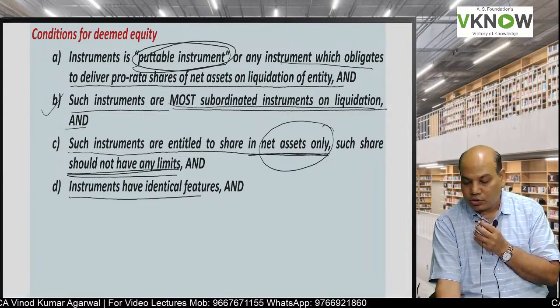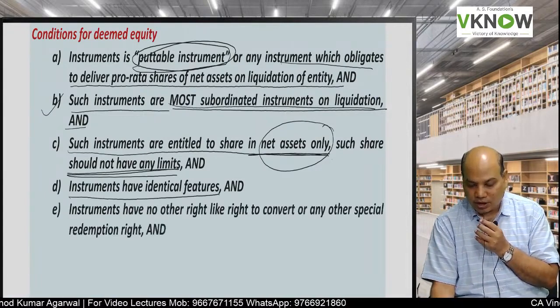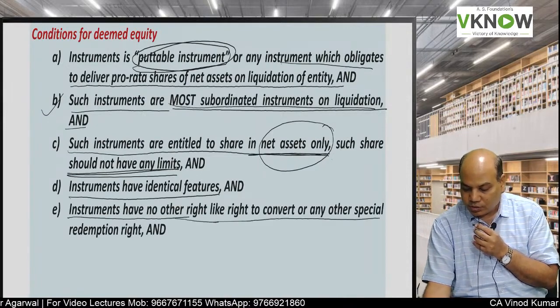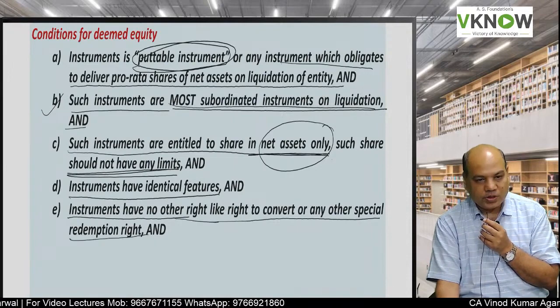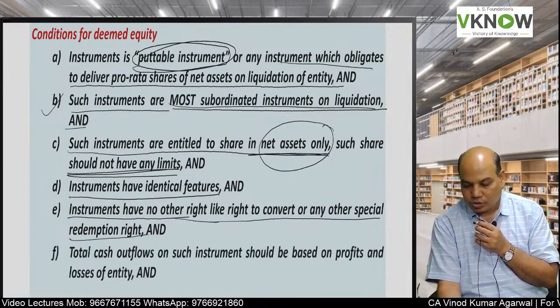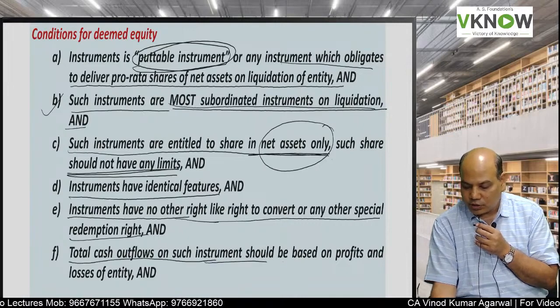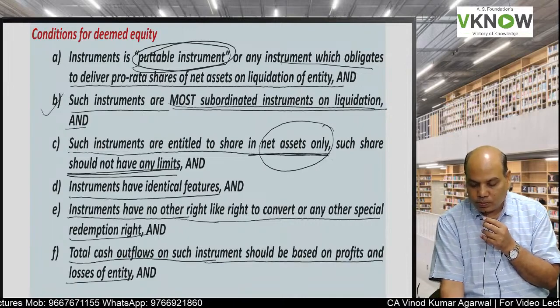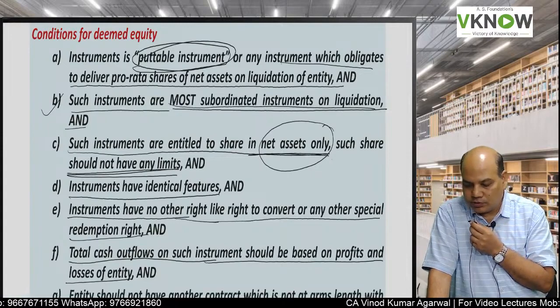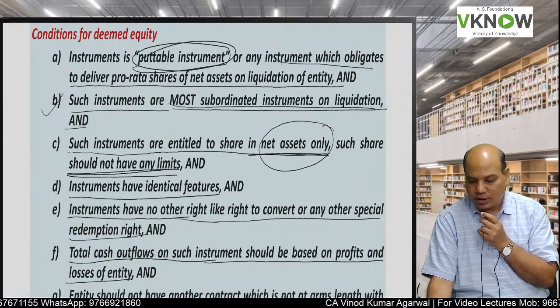Then such instruments should have identical features, and these instruments have no other right like right to convert or any other special redemption right. No special right attached to such instrument. Total cash outflow on such instrument should be based on profit and loss of the entity.